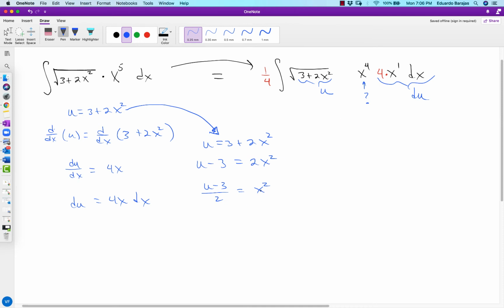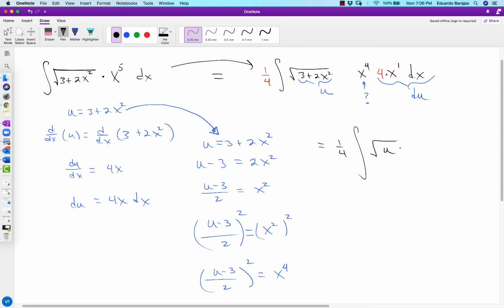Right? So now if I square both sides, I get ((u minus 3) divided by 2) squared equals x squared squared, which means that ((u minus 3) divided by 2) squared is equal to x to the 4th power. And now I can rewrite my x to the 4th power. Now I'm ready to do a substitution. This is going to be 1/4 integral of the square root of u times, and now this whole thing, which is going to be equal to ((u minus 3) divided by 2) squared du.